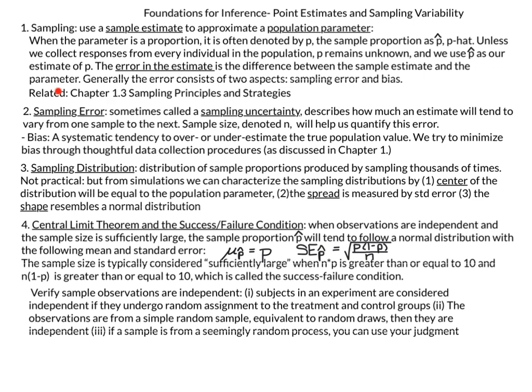We'll talk briefly about sampling error, sometimes called sampling uncertainty, and it describes how much an estimate will tend to vary from one sample to the next. So sample size, denoted n, will help us quantify this error. Bias is a type of systematic tendency to over- or underestimate the true population value. And we try to minimize bias through thoughtful data collection procedures as discussed in Chapter 1, in particular 1.3.